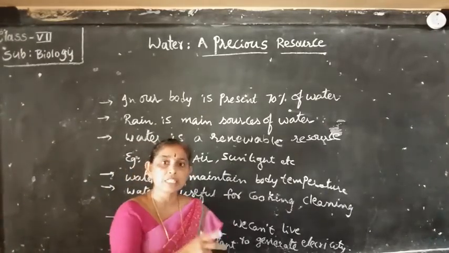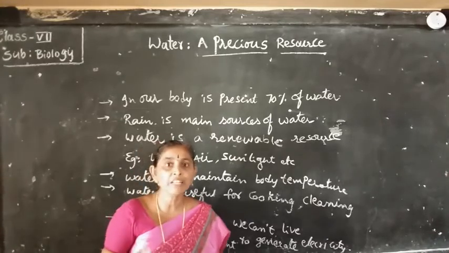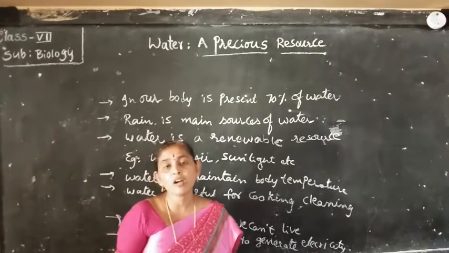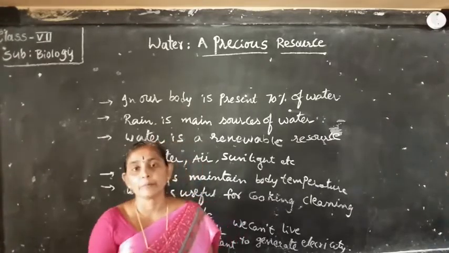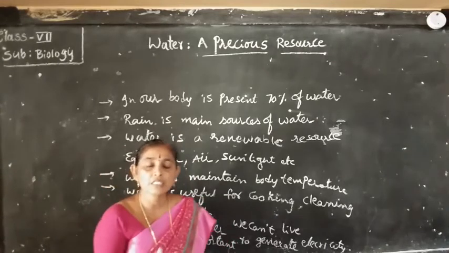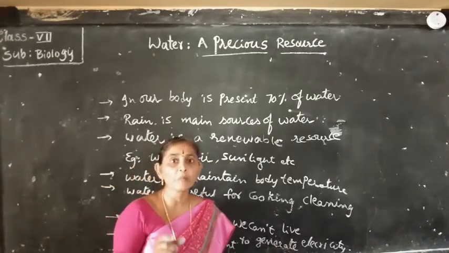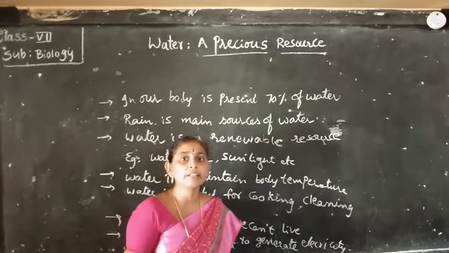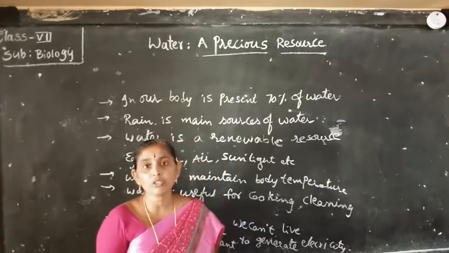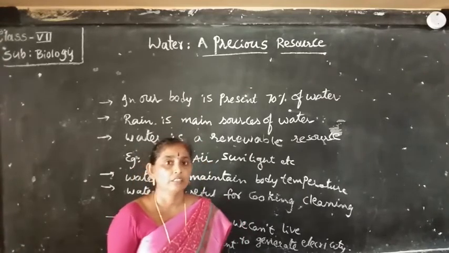97% of water is present in the oceans. This water is unfit for drinking because it contains more salts. About 3.5% salt content is present in ocean water. That's why we can't drink this water.